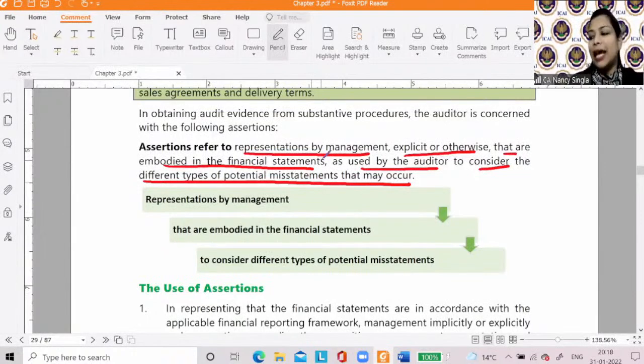And why will an auditor use it? Auditor will use it to consider the different types of potential misstatements that may occur. The financial statements have been prepared from these very assertions. The auditor has to give an opinion on the financial statements. So the auditor is going to check these assertions. Then only will he be in a position to give an opinion on the financial statement as a whole.